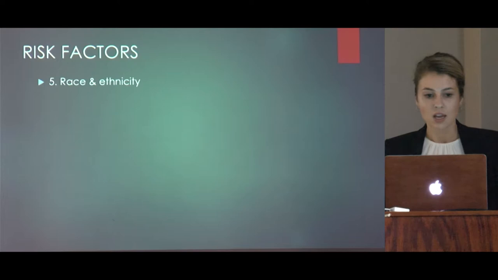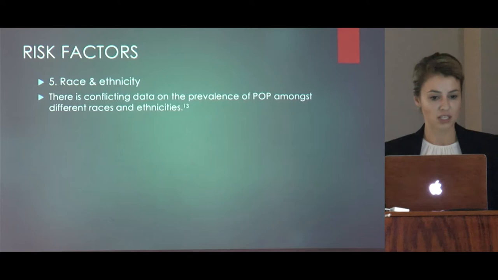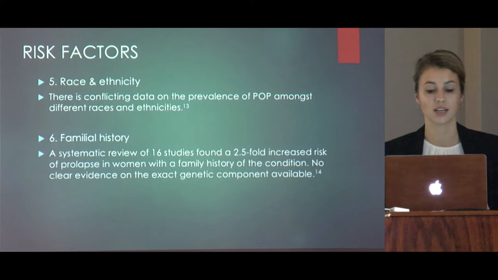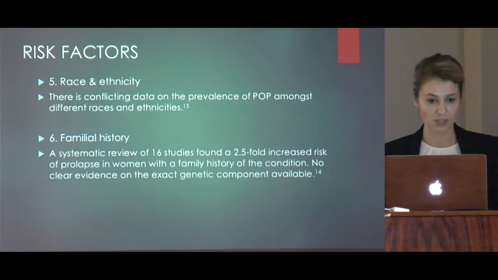The next risk factor is race. There's conflicting data on the prevalence of prolapse amongst different races. And then familial history: there is evidence. A systematic review of 16 studies found a 2.5-fold increased risk of prolapse in women with a family history, but no clear evidence on the exact genetic component is available.